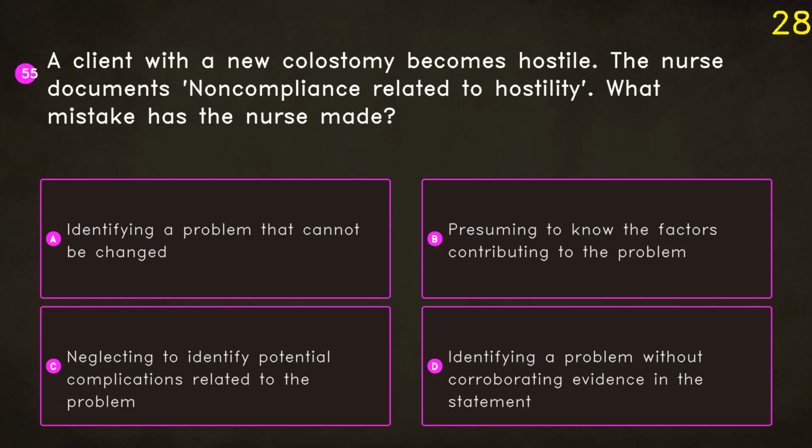Question 55. A client with a new colostomy becomes hostile. The nurse documents noncompliance related to hostility. What mistake has the nurse made?